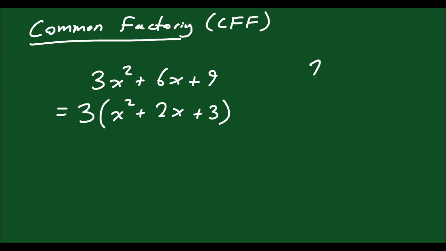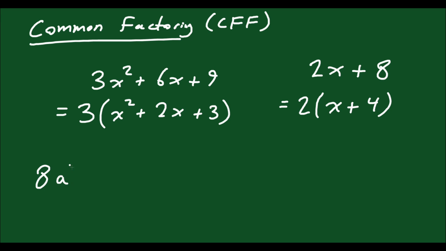If I give you something like 2x plus 8, same idea. What's the biggest number that goes into 2x and 8? Well, it'd be 2. You'd be left with x plus 4, right? Nothing left in here that you can take out. If I gave you 8a cubed plus 2a squared plus 4a, you would say, well, it looks like I can take out a 2, but you can also take out an a.